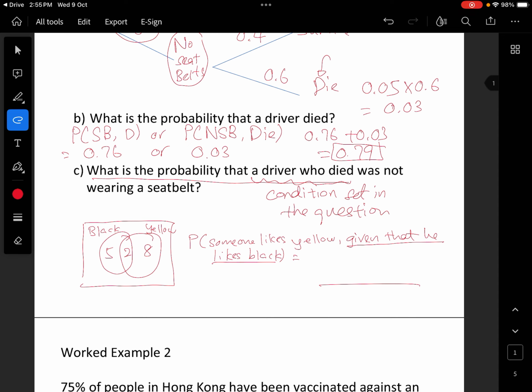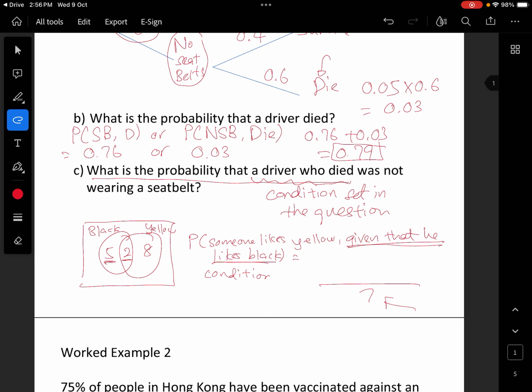If you look at the Venn diagram, we have 5 and we have 2 here. So instead of putting this as 15, which is not correct, we'll remove this 15 and change this to 7, because only 7 people, which is 5 and 2, like the black color. And why do we do that? It's because the condition given in the question is that he likes black. So we are only looking at 7 students rather than 15 students, which is adding up all the numbers in the Venn diagram.